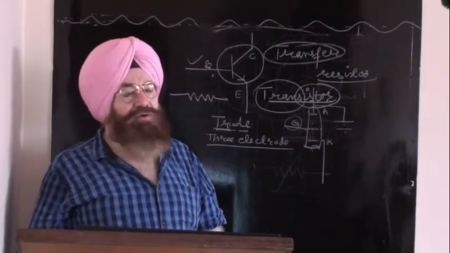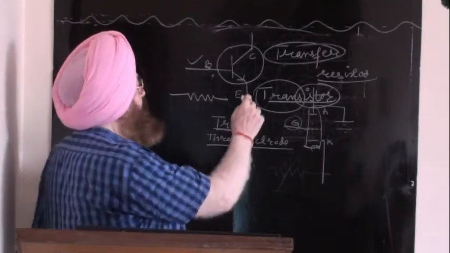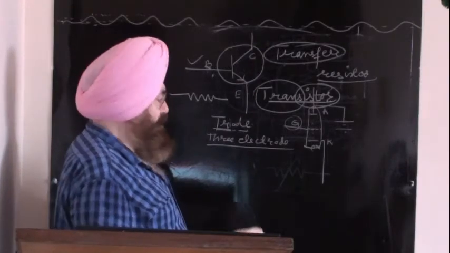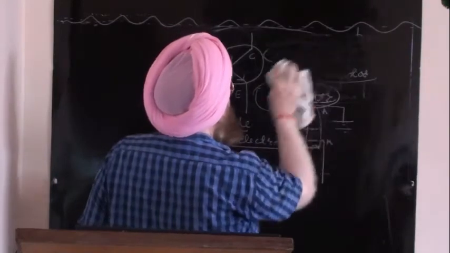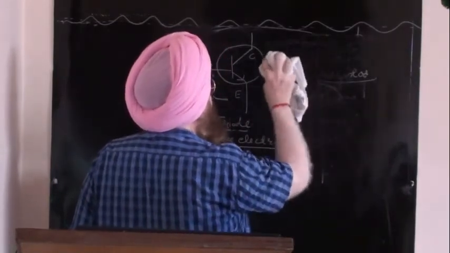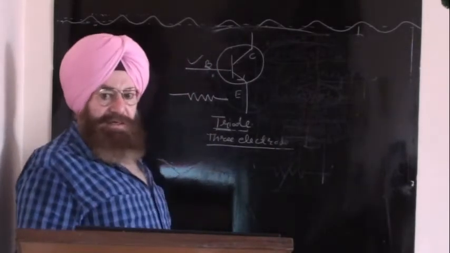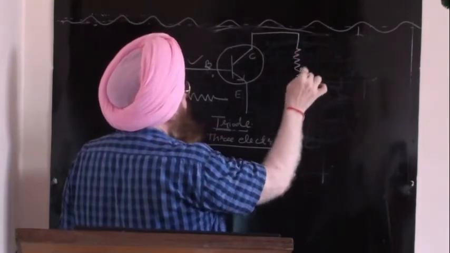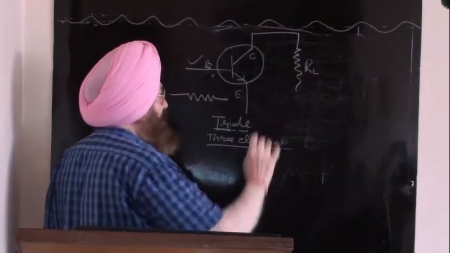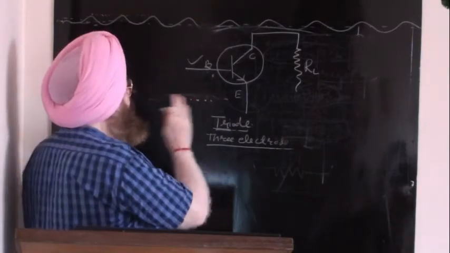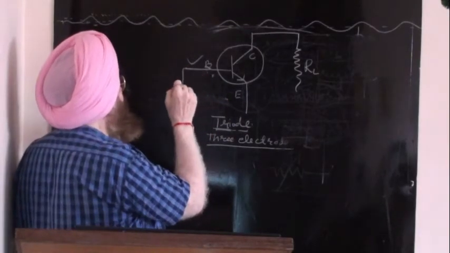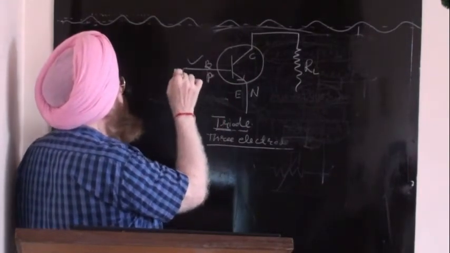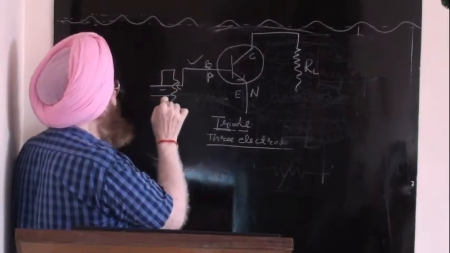Now secondly, this is the emitter, base, collector, and some load. Whenever there is a load, it is like an incandescent lamp or a motor or anything else. You have some load that is always connected here. This is the load resistance. Now if you put a potentiometer here, this is NPN, so N means negative, P means positive, negative.